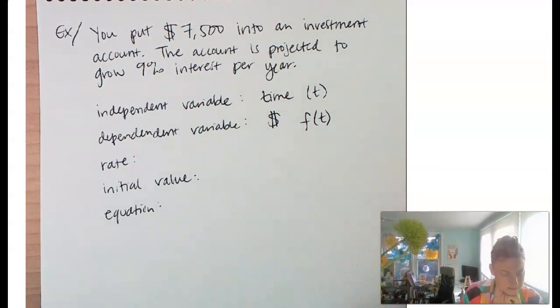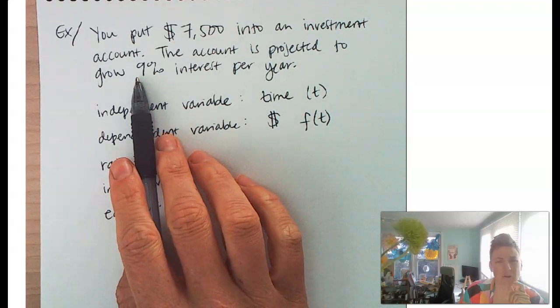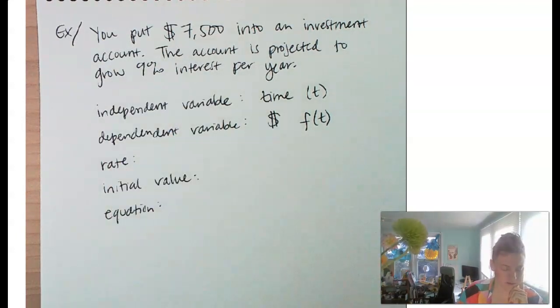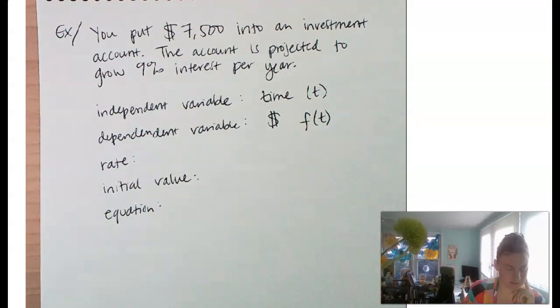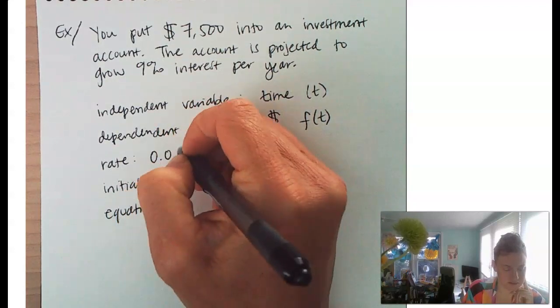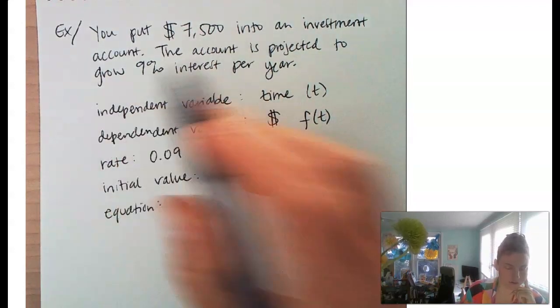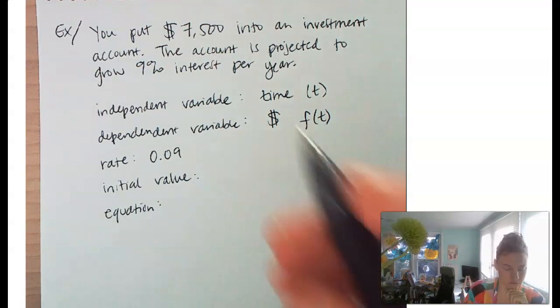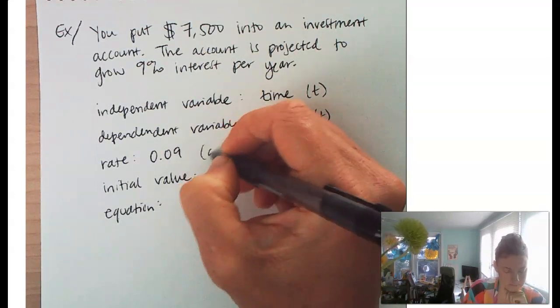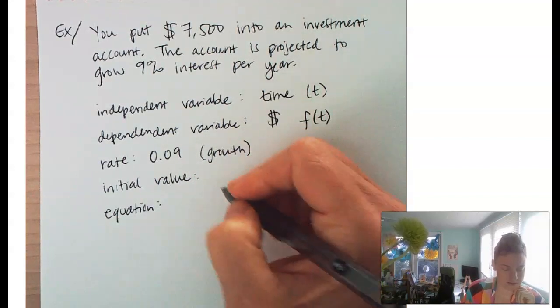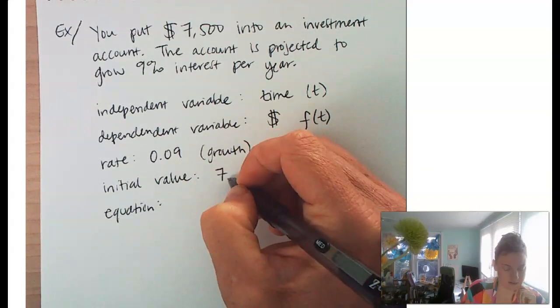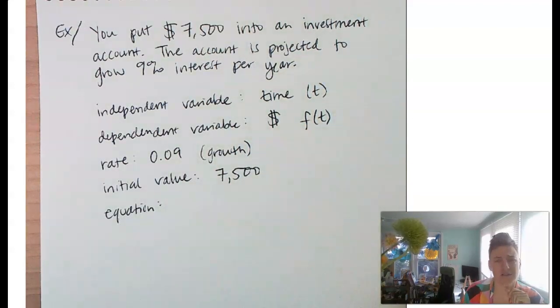Now our rate, it is 9% growth per year. So 9%, we're going to write our rate as a decimal, is going to be 0.09, and we know that's growth, so this is going to be exponential growth. Now our initial value, we are starting out with $7,500.